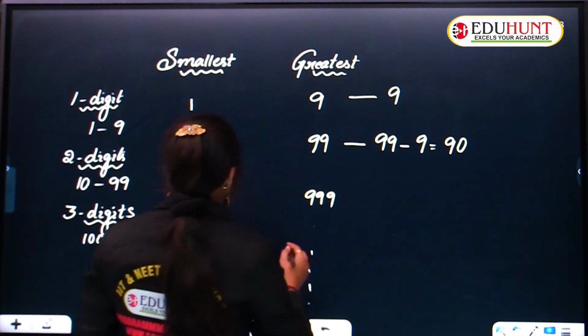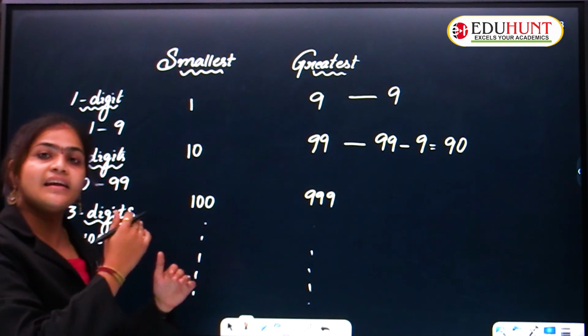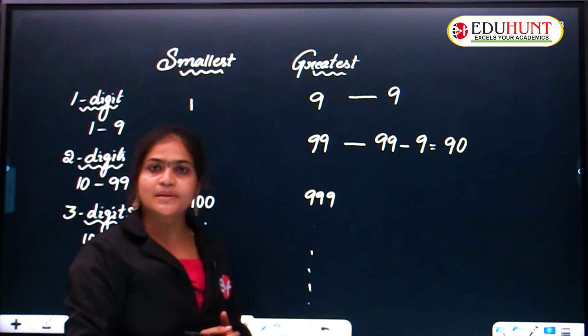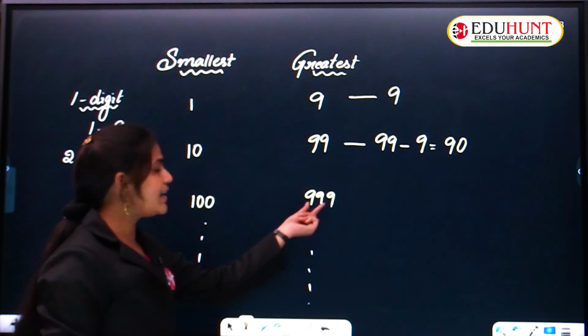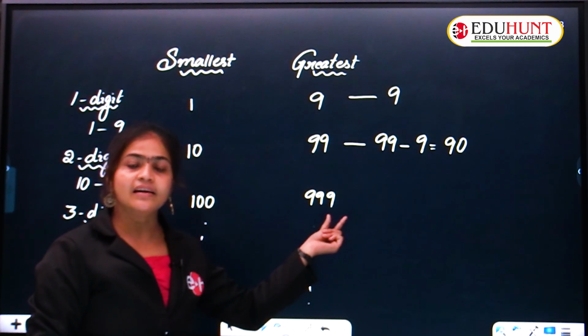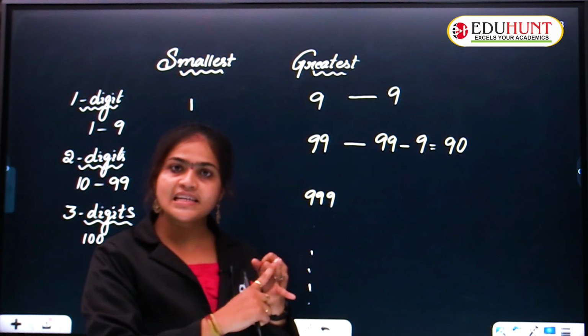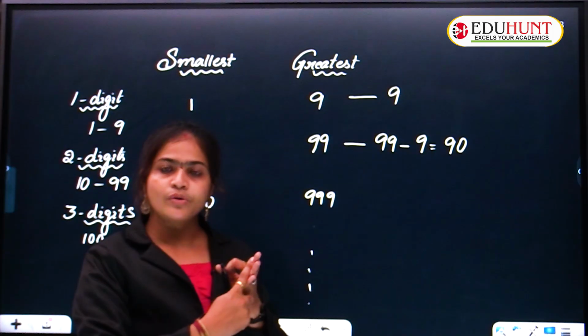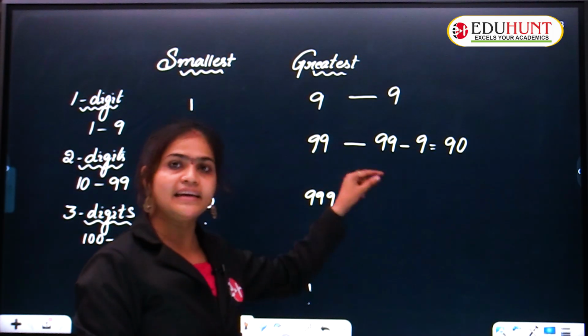Okay. Next, what is the smallest 3 digit number? That is 100. Then 100 onwards, 3 digit numbers will start, right? Then what is the greatest 3 digit number? That is 999. Which means 999 numbers include 1 digit numbers, 2 digit numbers, and 3 digit numbers. Combining these 3 together, we have 999 numbers.